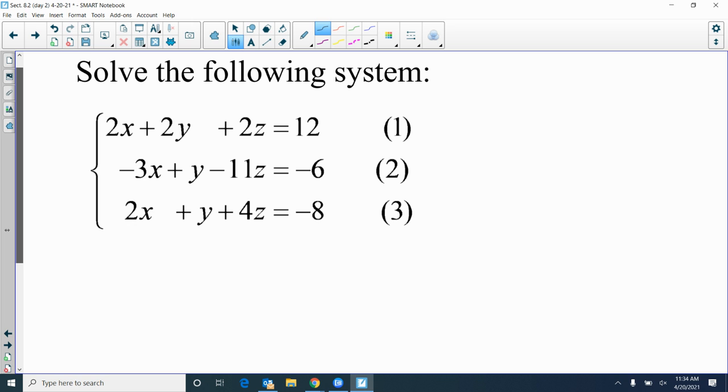So 2x plus 2y plus 2z equals 12. Negative 3x plus y minus 11z equals negative 6. 2x plus y plus 4z equals negative 8. And I'll proceed as normal. I'll give you a chance to get copies down. Think in your head, what method are you thinking? Or how are you doing this one as you're writing them down?